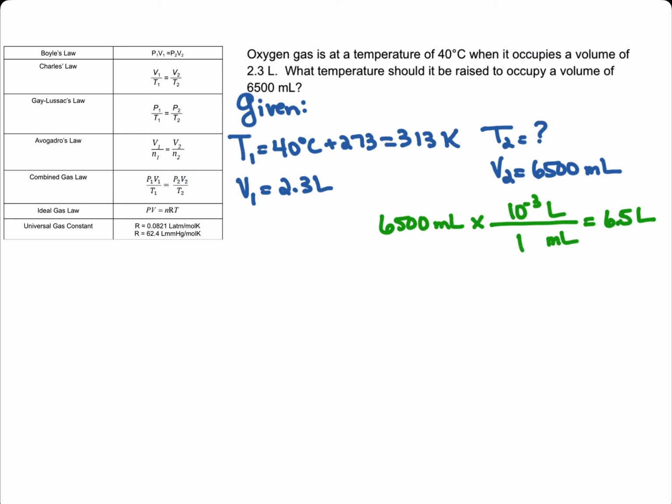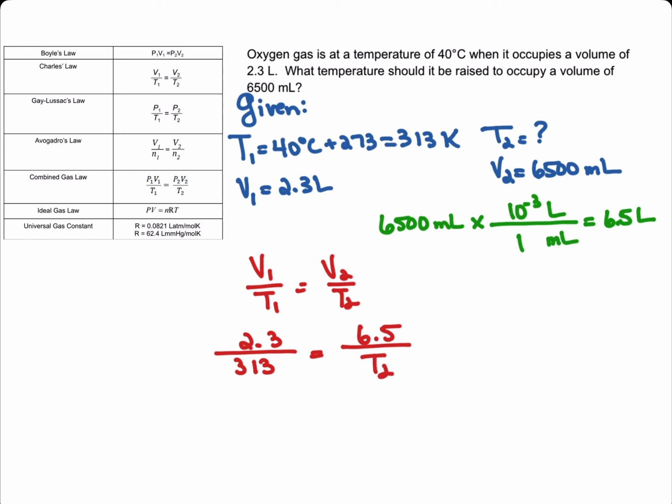The law that relates volume to temperature is Charles's law. So we're going to go ahead and plug that into our formula. And our V2 is 6.5. We're going to solve for T2. And when we plug that into the calculator, we get something like this.